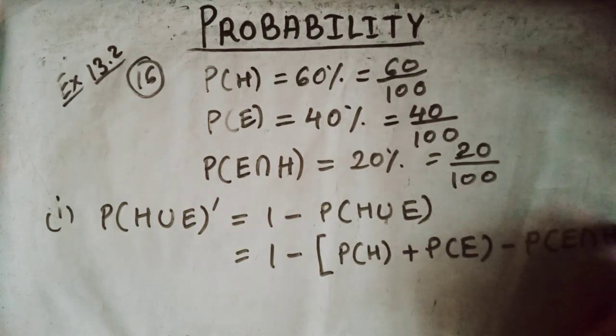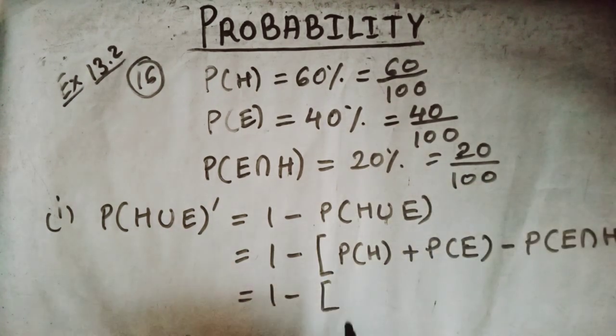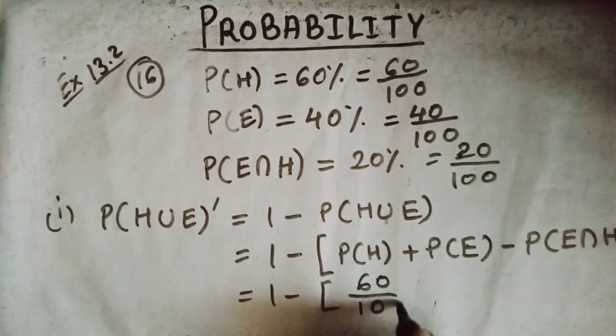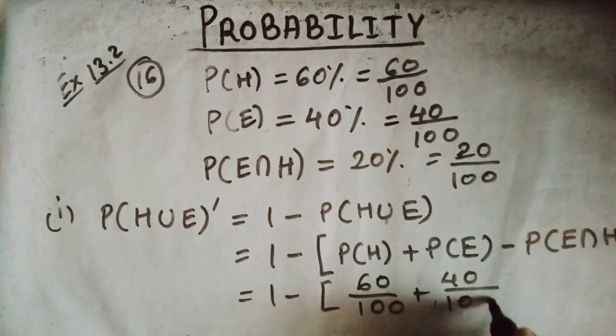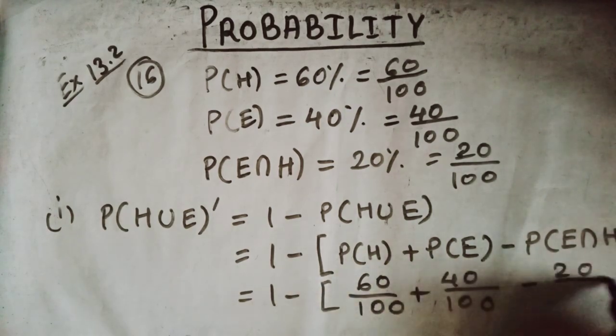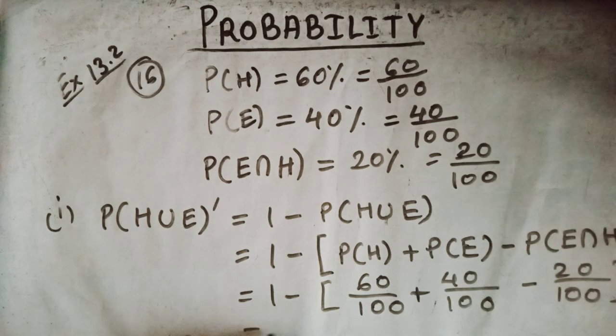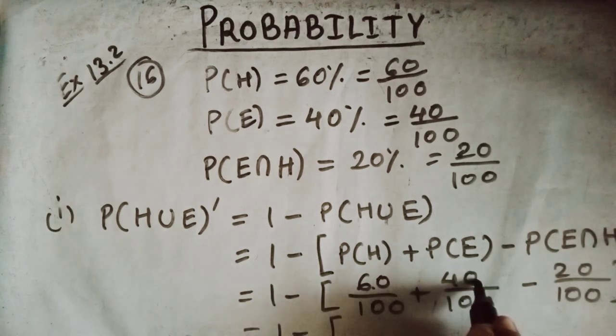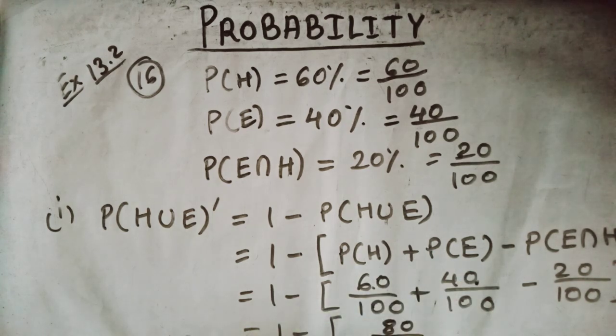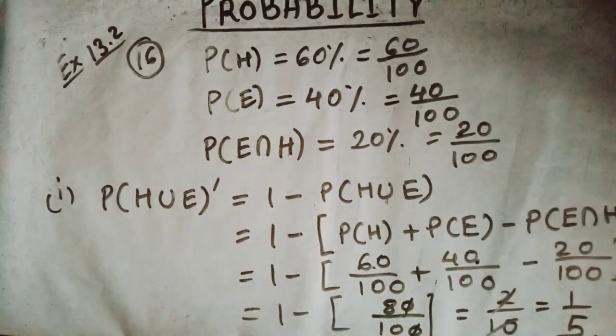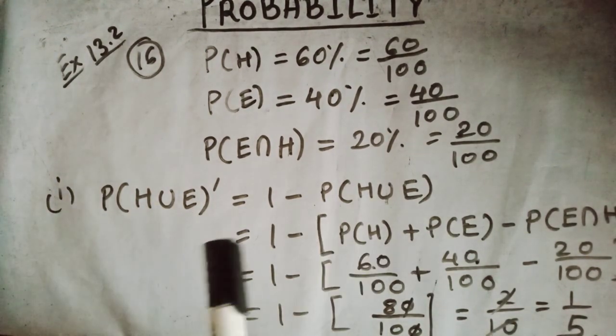So 60 by 100 plus 40 by 100 minus 20 by 100. So this becomes 100, then 100 minus 20, 80 by 100. So this is 10 minus 8, 2 by 10, right? So it comes to 1 by 5. So this is the probability for she is neither reading Hindi nor reading English.